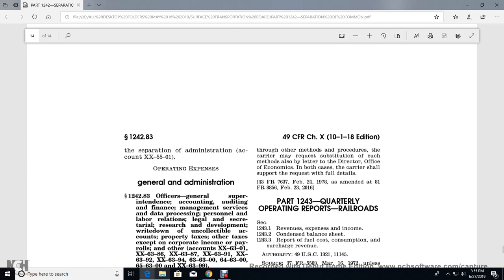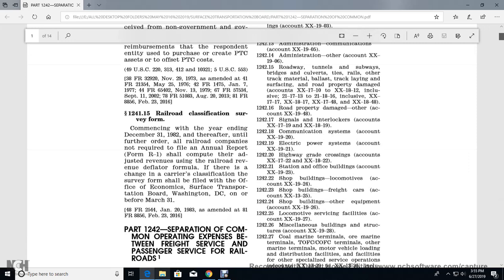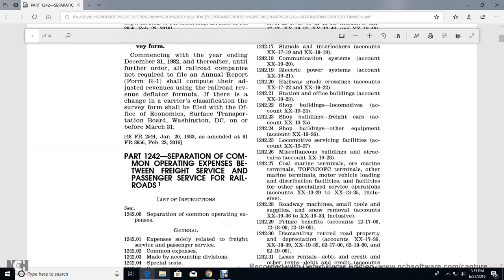And that was part 1242. 1242 separation of common operating expense between freight service and passenger service of the railroads.